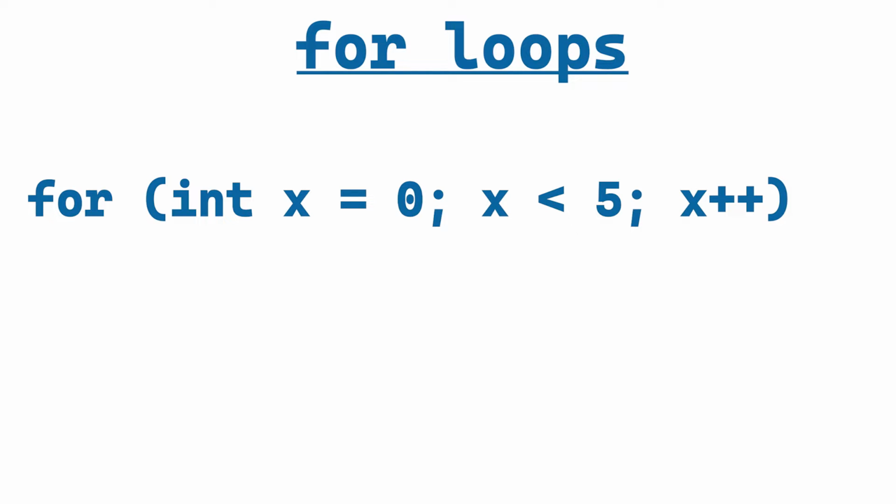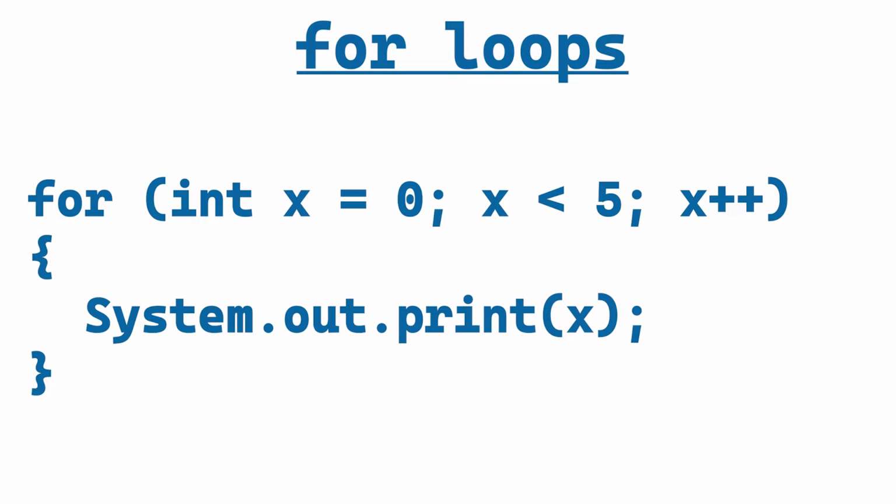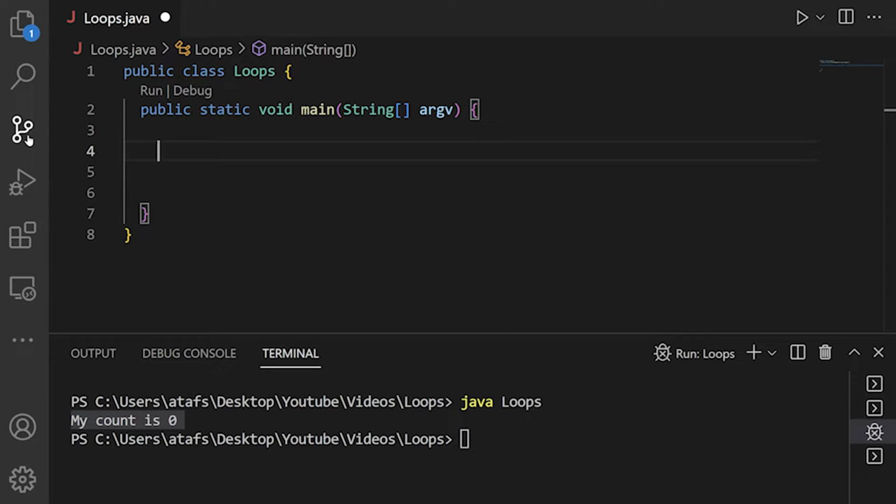loop iteration. Next, as always, whatever code we're actually going to be looping through is contained within curly braces after this for statement. Like we said, a for loop condenses every part of a while loop and puts it into one statement.